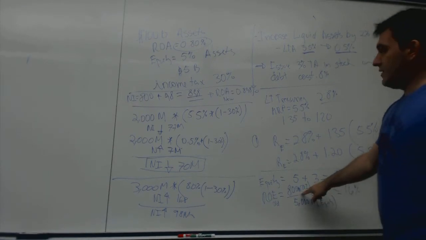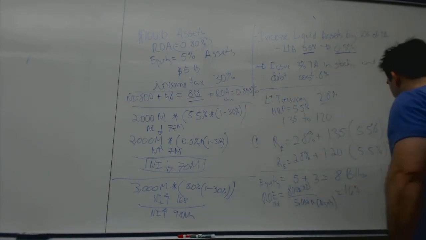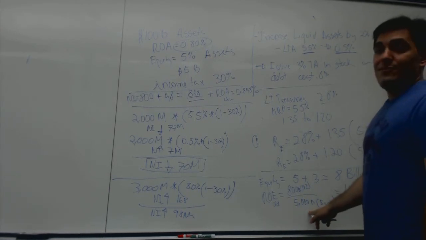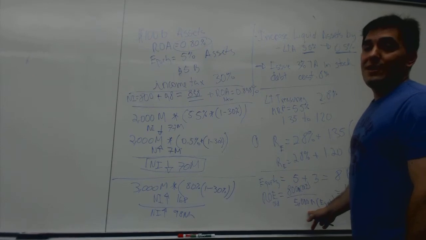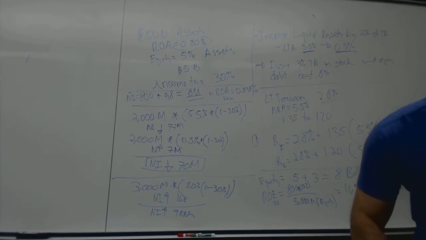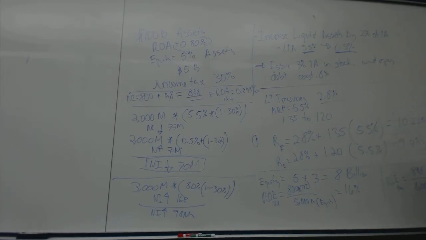With the regulatory changes, our new return on equity is going to change. Now we're not making 800, we're making 898. But now we don't have 5,000 million of equity. We have 8,000. So 898 divided by 8,000, our new ROE is 11.23%. So you see that it actually went down.